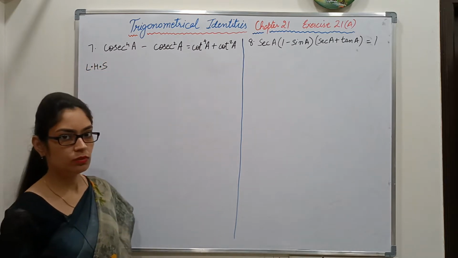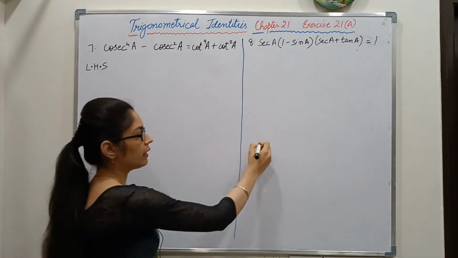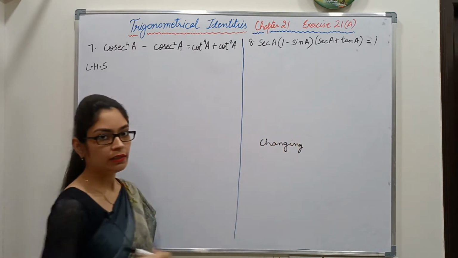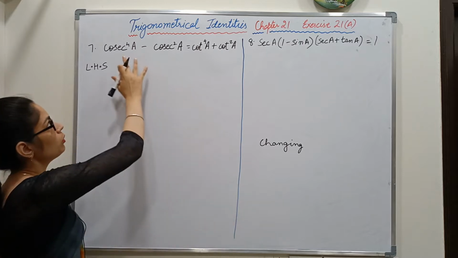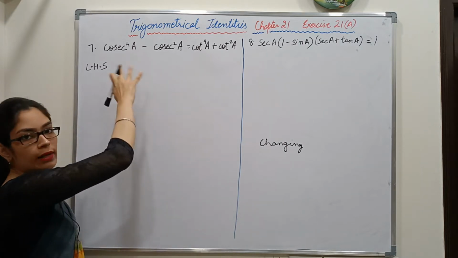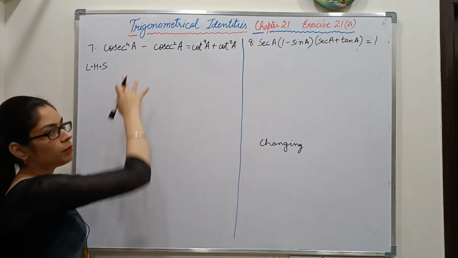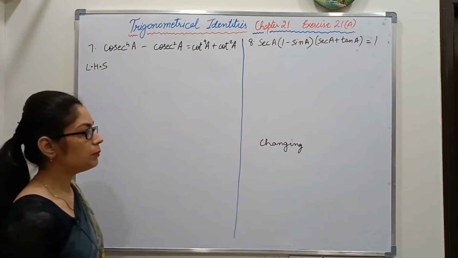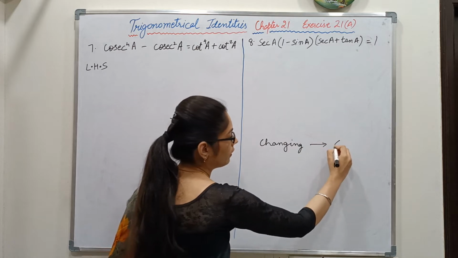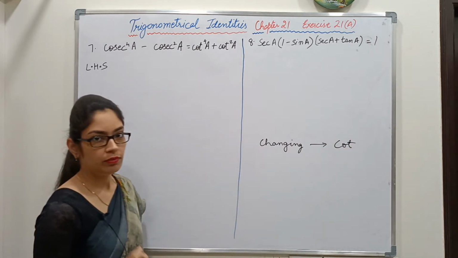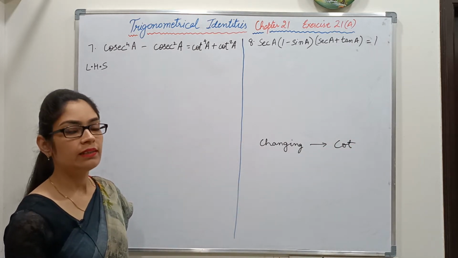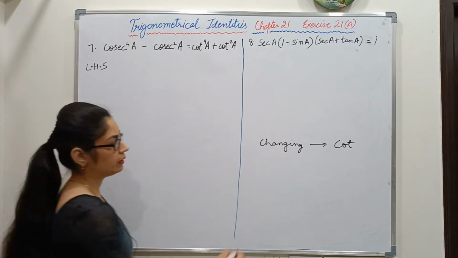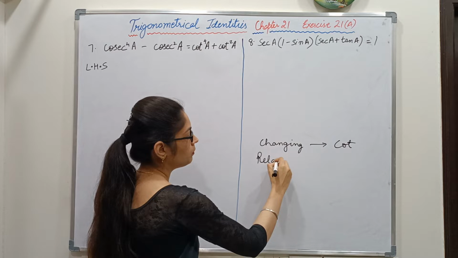And again, those things only we have to see. First of all, can we change it to anything? And if we can, then to which we have to change. The left hand side is in the form of cosecant, and the right hand side is in the form of cot. So that means we have to change it to cot. Then secondly, we have to see what is the relation between them. So that relation also we can write.